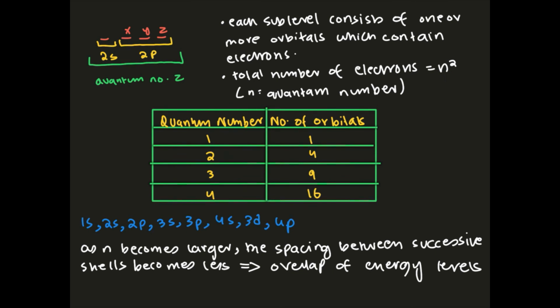One more important thing to note is that as your quantum number, or as n, becomes larger, the spacing between successive shells becomes less. So if there was a certain distance between two shells earlier on, as your quantum numbers increase, that difference is going to decrease. And this leads to overlap of energy levels. As you can see over here, you have 1s, 2s, 2p, 3s, 3p, 4s. Now after 4s, you directly have 3d and 4p follows after. Now this is because of the overlap of energy levels.